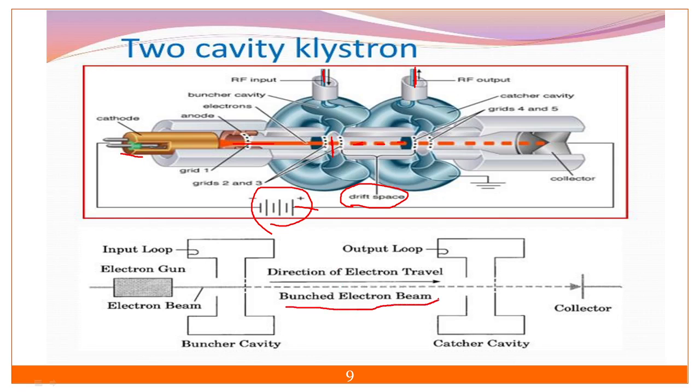So bunching will give the maximum energy to my input signal. Here the input loop is there, we are giving the input from this end, and we are extracting the output from this end, and the direction of the electron is like this. So what you have to remember, this is the bunching cavity where we are providing the input, and this is the catcher cavity where we are taking the output from, and this is the collector.